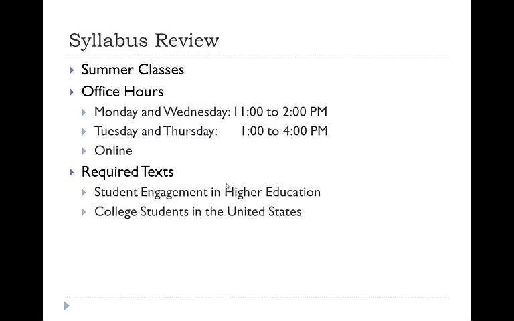There are 2 required textbooks for this course. The first one is Student Engagement in Higher Education, and this is going to be the primary text that we're going to be using. It is a phenomenal book that talks about engaging all types of students in higher education. The next book is The College Students of the United States by Renn and Reason, and we're going to be using this book for about half of it. And this book provides some good insight into who the college students are today. And then also your suggested text is the Student Development in College book.